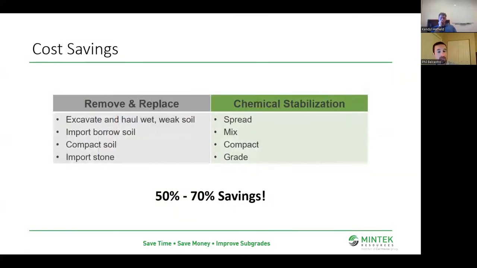So we ran some numbers over the last couple of years, and we found 50 to 70% savings using the lime stabilization method. We compared numbers on the remove and replace to the chemical stabilization. Those numbers included, on the remove and replace side, the cost to excavate and haul that wet, weak soil, import some soil, compact it, and top it with some stone. Compared to the chemical stabilization side: spreading it, mixing the material, compacting it, and grading. And once again, 50 to 70% savings, so some really nice numbers there.